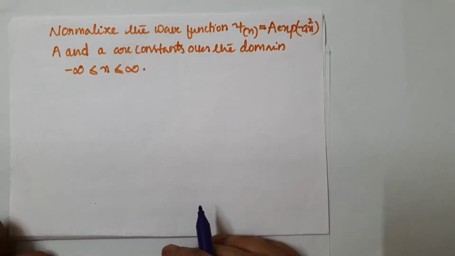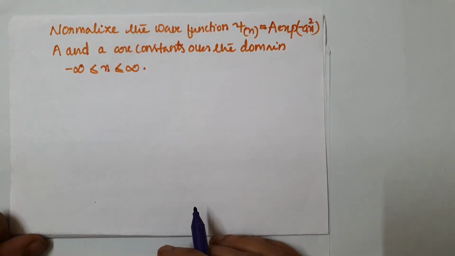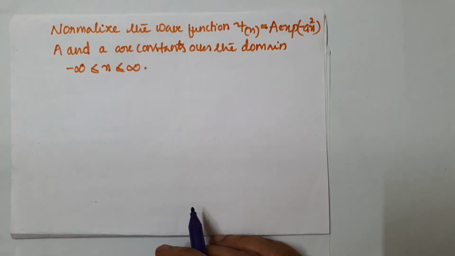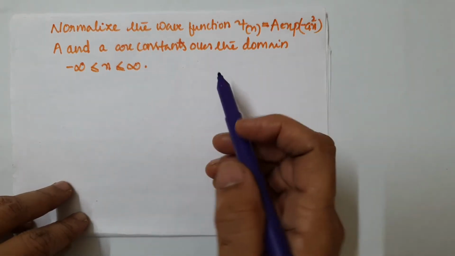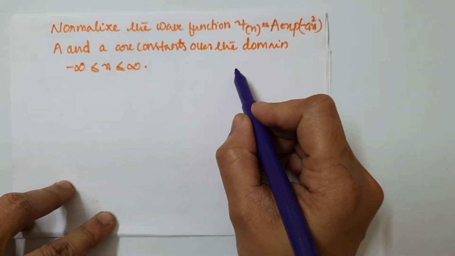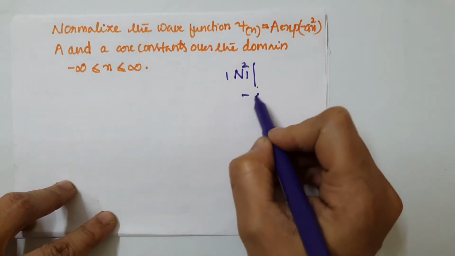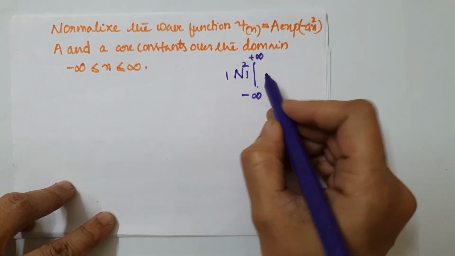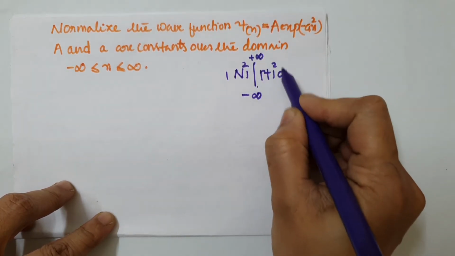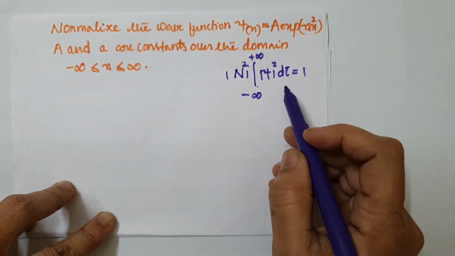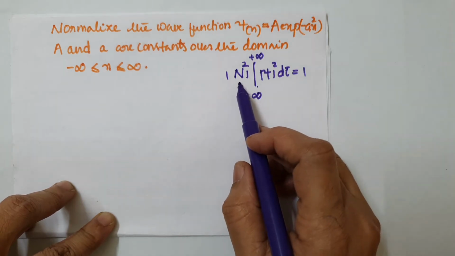Normalize the wave function psi(x) = A exponential of minus a x squared, where capital A and small a are constants, over the domain minus infinity to plus infinity. We have studied the normalization condition: if N is the normalization constant, then N squared times the integral from minus infinity to plus infinity of psi squared dx, or d tau, will be 1. This is the normalization condition.